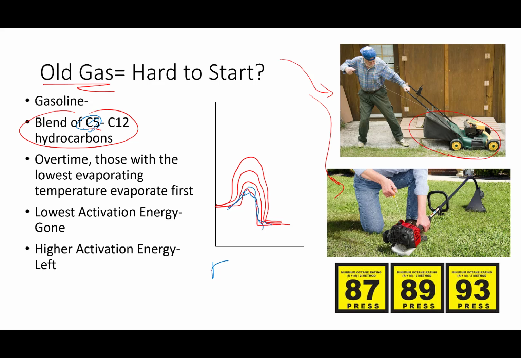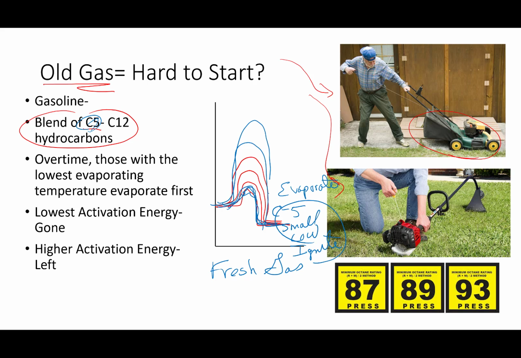When you have fresh gas, it is a mixture of all of these, and the fresh gas is going to be easy to ignite because those carbons that are small chains are going to have low activation energy hills, and they are going to ignite easily, and once they're ignited, they're going to take everything else with them. But old gas, these small ones are going to have evaporated, and all you're going to have left are those big hydrocarbons like C10s and C12s. And honey, you can pull the chain all day long and you are not going to ignite that.